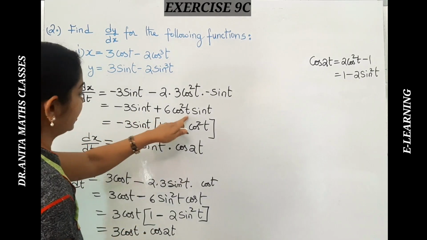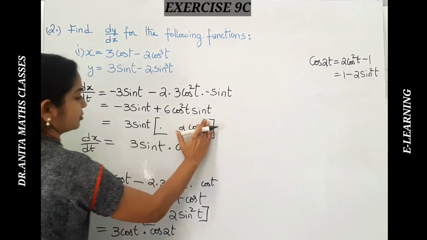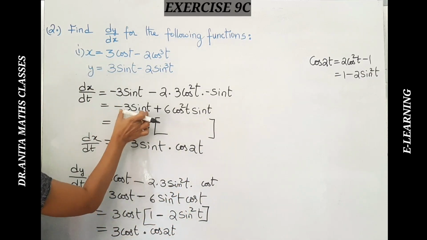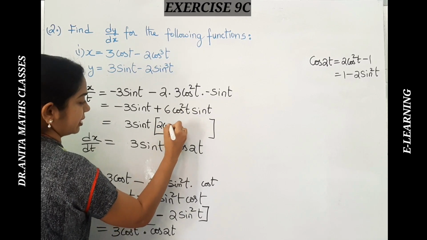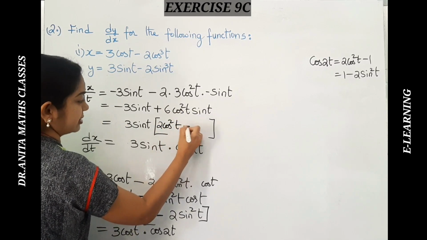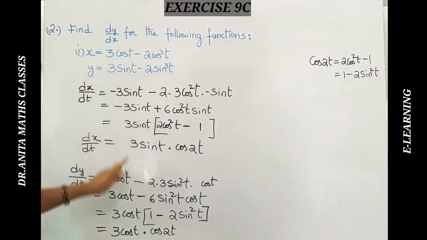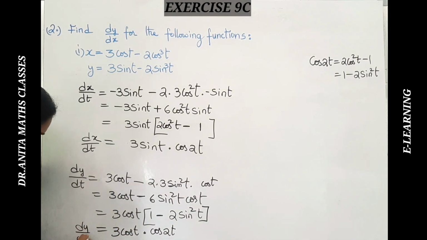Here, taking the common factor, let us take positive 3 cos t only. So if I take the positive one here, we will write 2 cos square t minus 1, right? This comes to cos 2t. That is a simple correction here. So these two we have written right. Now let us proceed. This is called dy by dt.